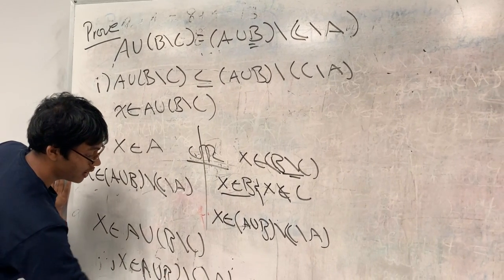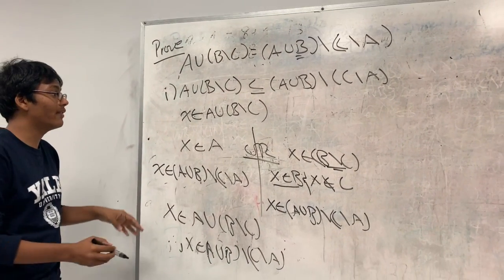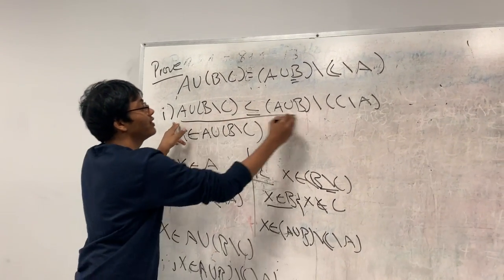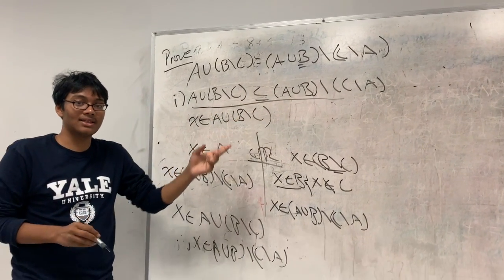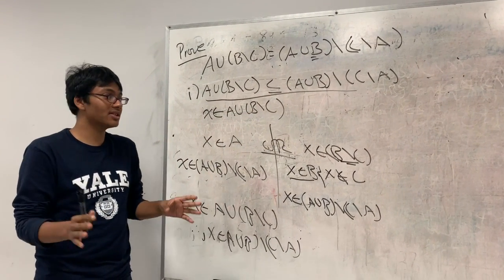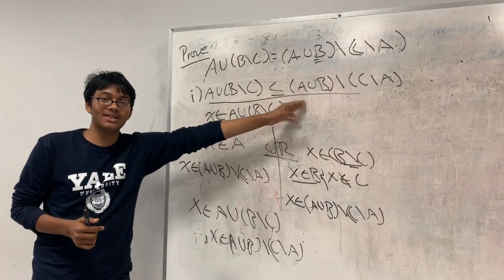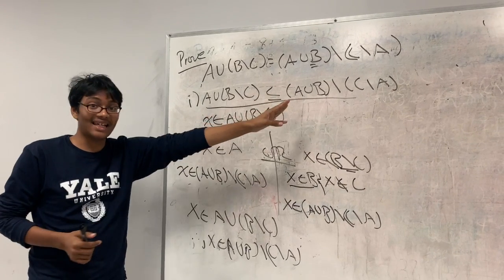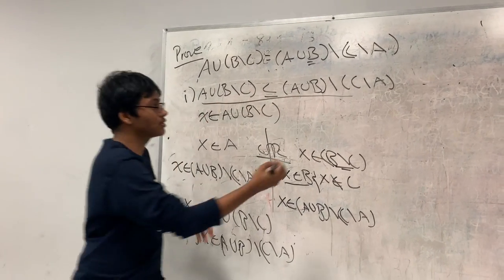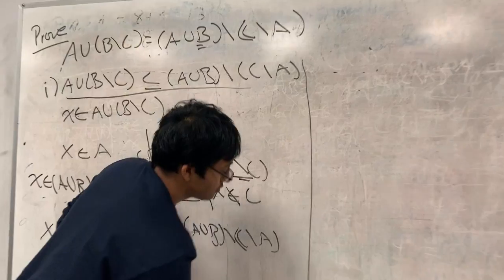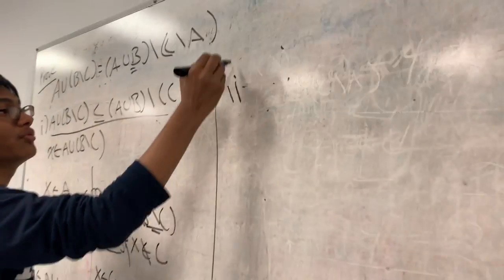But we are not done yet. You might think we're done, but we're only halfway there, because we have proved that the left-hand side is a subset of the right-hand side, but we have not proved vice versa. We have not shown all the elements of the right-hand set are in the left-hand side. So let's go ahead and prove that. Okay, so this is the second thing we want to prove.